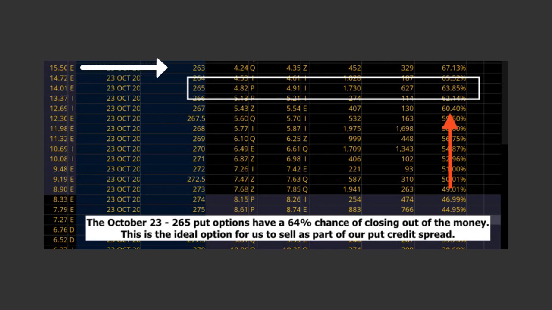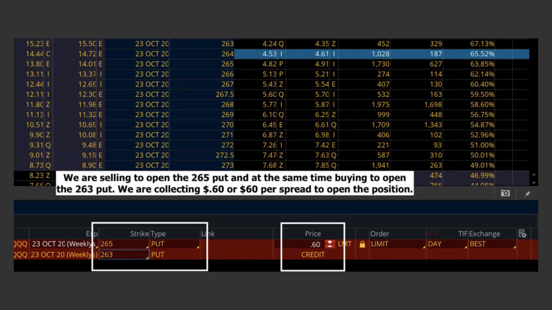We will also buy the 263 put at the same time. And now we have a risk-defined trade. So there's a $2 difference between those two strike prices, 265 and 263, which means we want to collect between 60 cents and 80 cents, because that's going to allow us to collect between 30 to 40% of that $2 difference between those strikes. Selling the spread to open for 60 cents allows us to collect $60. That 60 is the most that we can make on this trade.